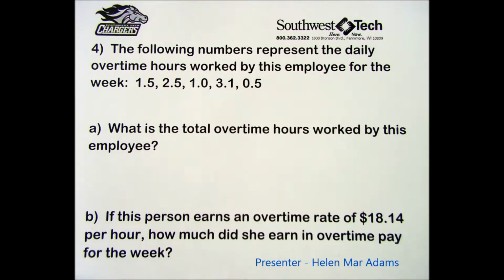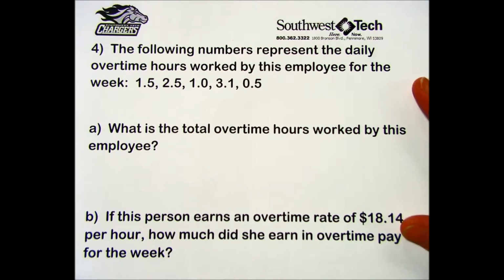Section 2 Review, Problem Number 4. The following numbers represent the daily overtime hours worked by this employee for the week: 1.5, 2.5, 1, 3.1, and 0.5 hours. A says, what is the total overtime hours worked by this employee?